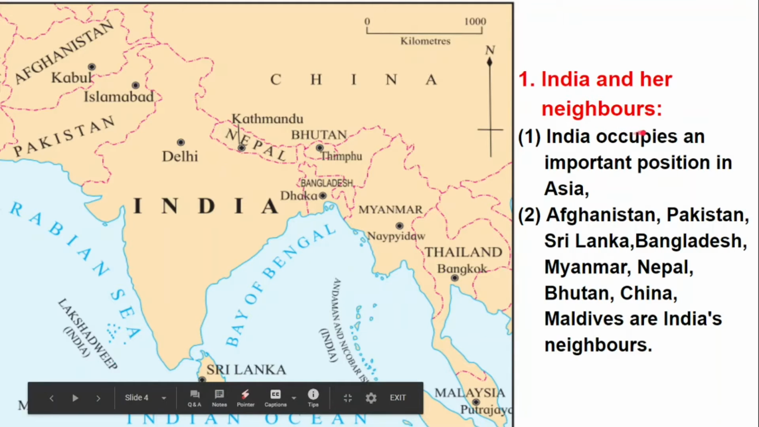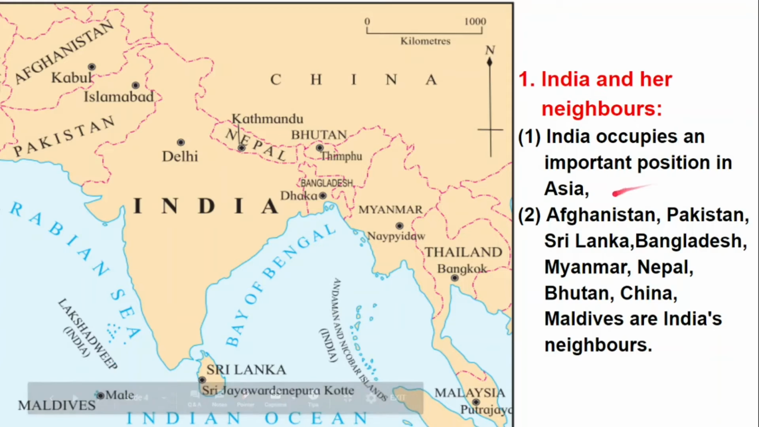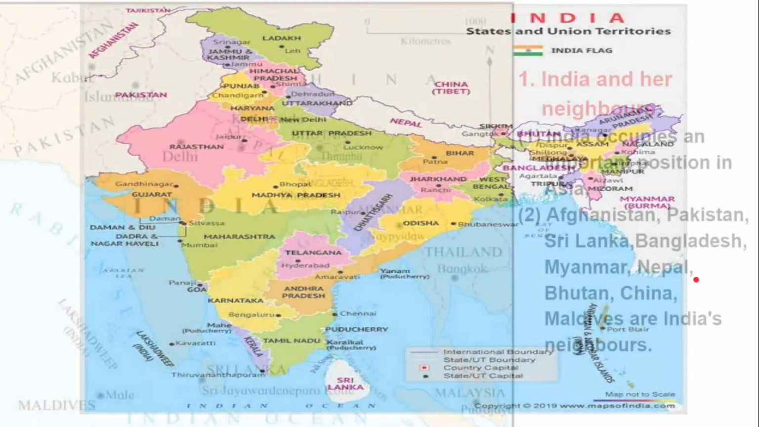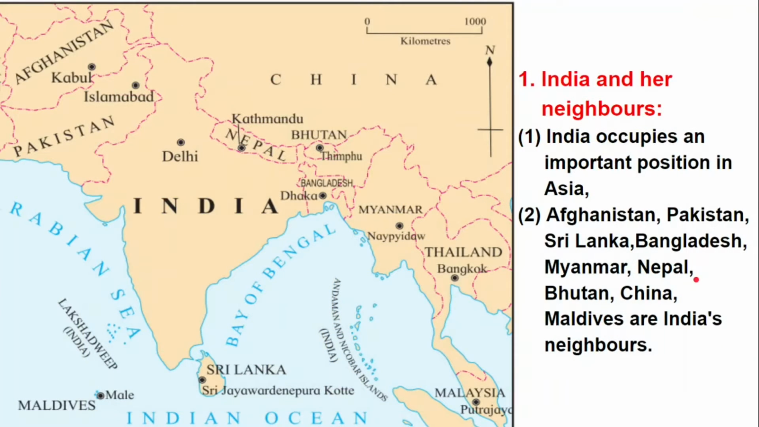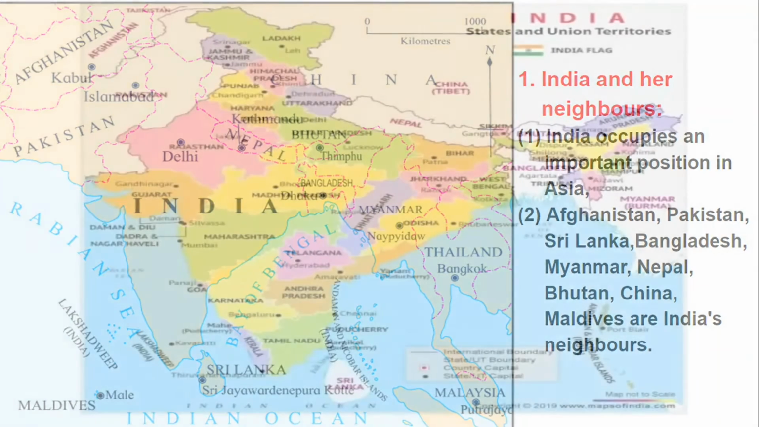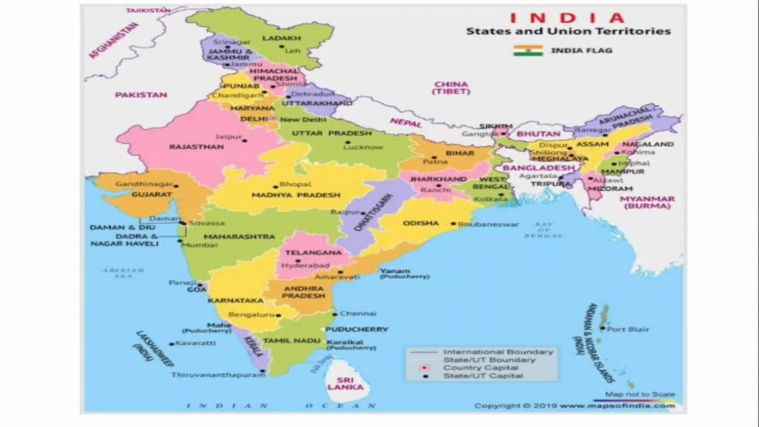India and her neighbors. India occupies an important position in Asia. Afghanistan, Pakistan, Sri Lanka, Bangladesh, Myanmar, Nepal, Bhutan, China, Maldives are India's neighbors. Afghanistan: the bordering state is Jammu and Kashmir. Bangladesh: bordering states are West Bengal, Mizoram, Meghalaya, Tripura and Assam.